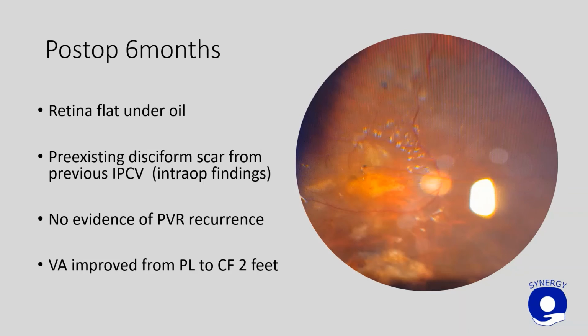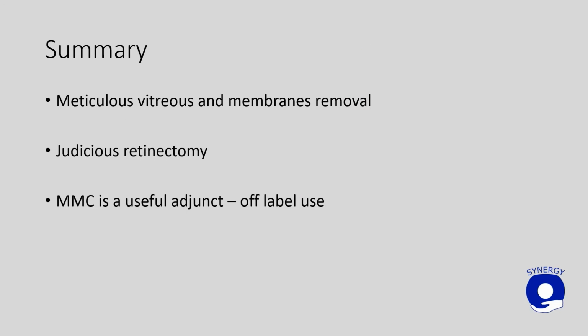After the surgery, the retina remained attached under oil without any evidence of PVR recurrence. The vision has improved from light perception to counting fingers at 2 feet. In summary, PVR surgery demands meticulous vitreous and membrane removal as well as judicious retinectomy. Mitomycin C is a useful adjunct to reduce the recurrence of PVR.